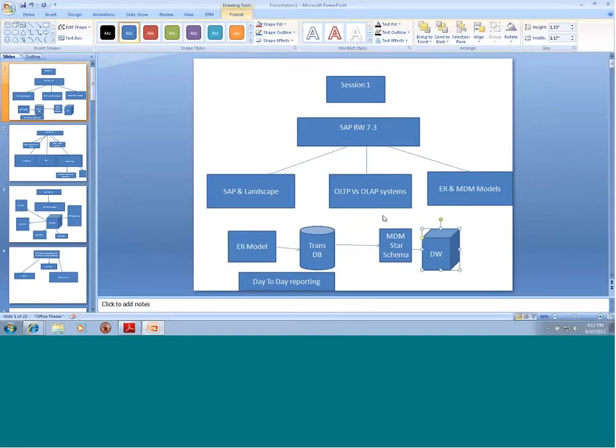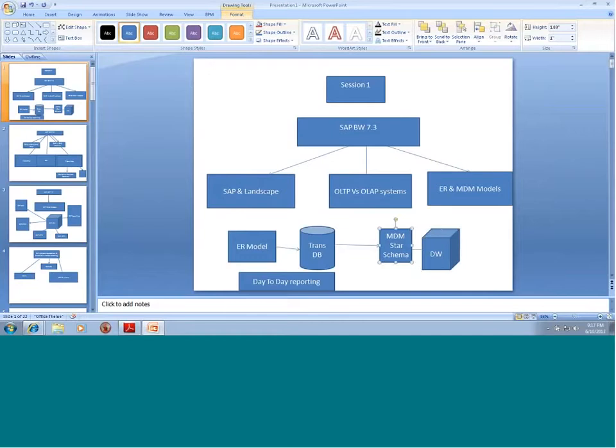So what we are going to do is, next session we will go into details, do a compare and contrast, and try to understand with an example how certain data looks in a transactional database, how the same data would go into a data warehousing system, and how it would look. Once we do that, we will look into the ER model and the MDM model.